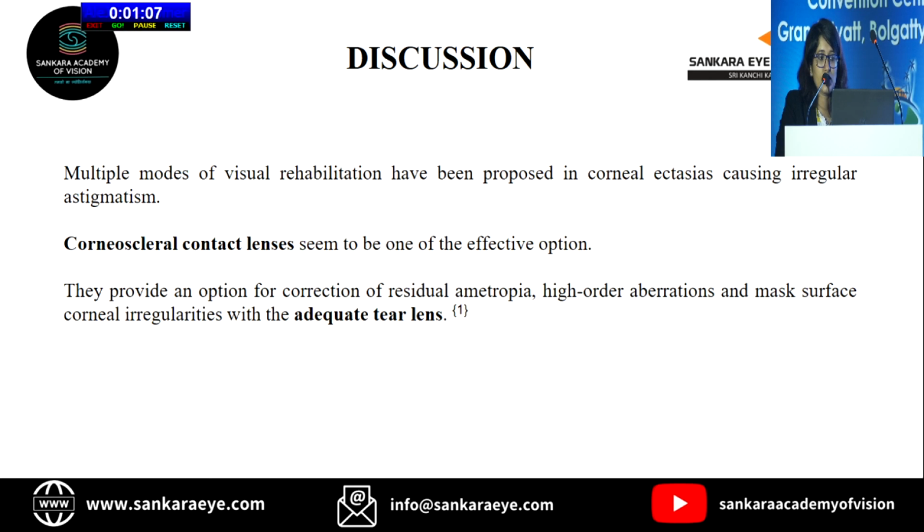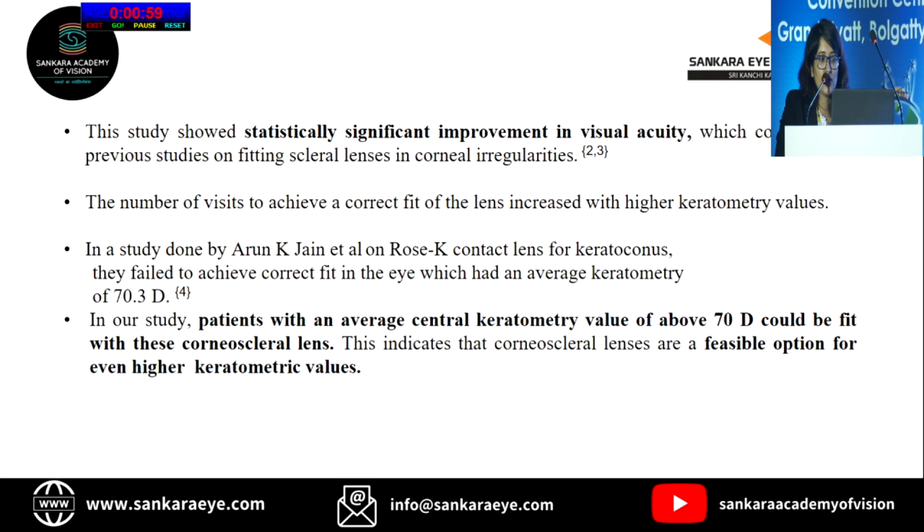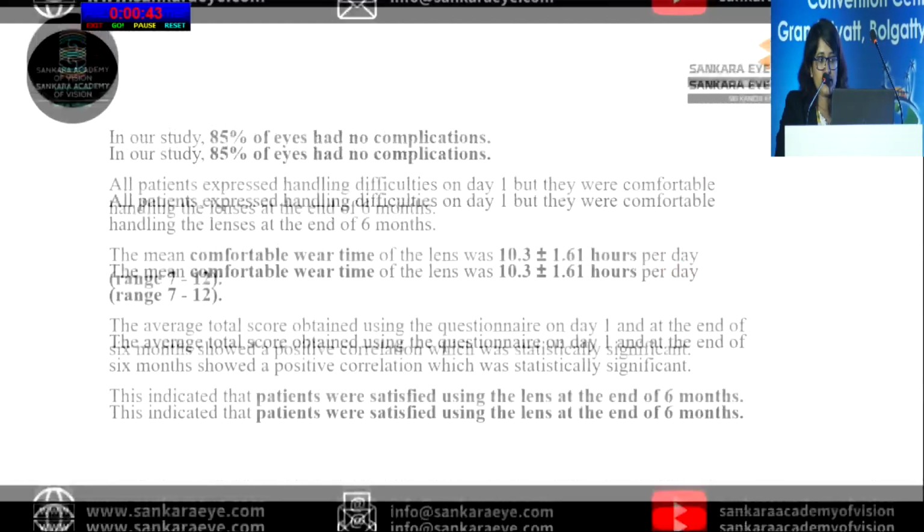And coming to the discussion, the corneoscleral lens seems to be an effective option, especially in corneal ectasias causing irregular astigmatism. And our study showed a statistically significant improvement in visual acuity, and also a patient with an average central keratometry value of about 70 was able to tolerate this lens. So we can infer that it was a feasible option even with higher keratometric values.